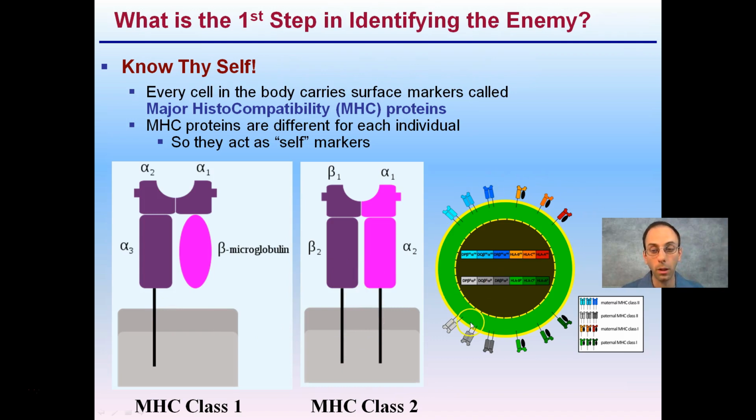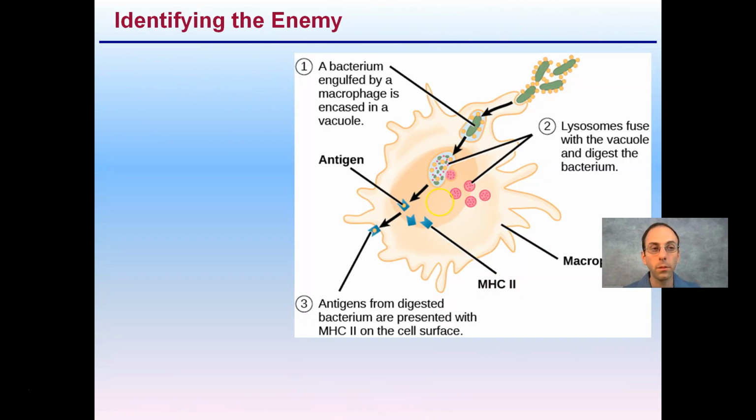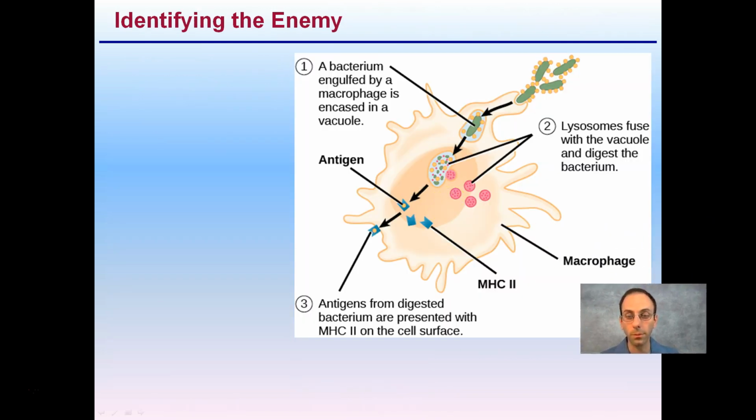We can see an example here of our class 2s and class 1s. So these are class 2s, these are class 1s, these are 1s, and these are 2s. This indicates even further which ones came from a maternal line and which ones came from a paternal line, from mom and from dad. So identifying the enemy is number 1.